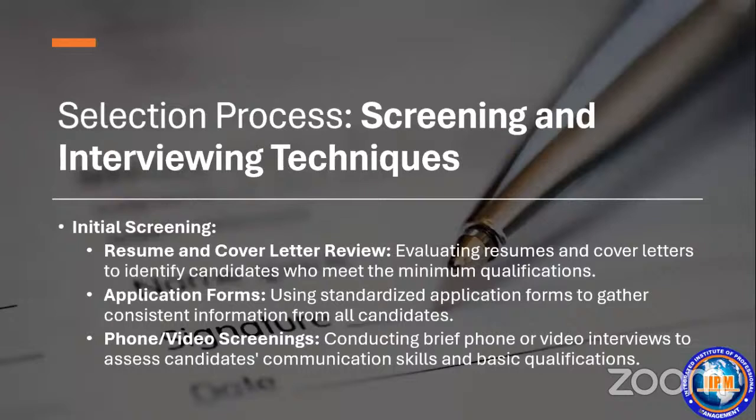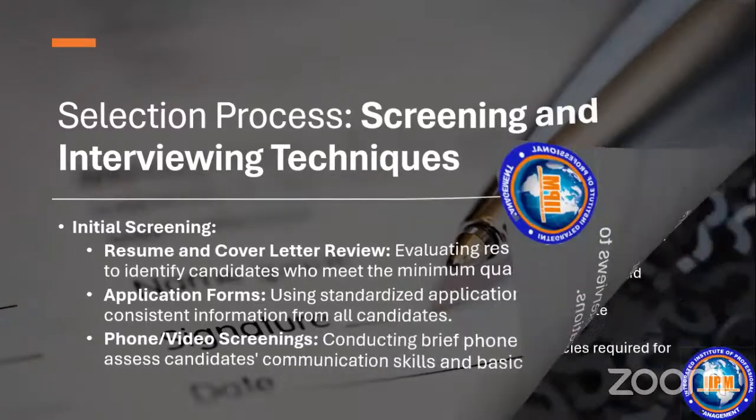Also, you have to do initial screening. In initial screening, you have to evaluate resumes and cover letters to identify candidates who meet the minimum qualifications. Look at the application forms, using standardized application forms to gather consistent information from all candidates. That way it is easy for you to screen. Then you can also conduct brief phone or video interviews to assess candidates' communication skills and basic qualifications.